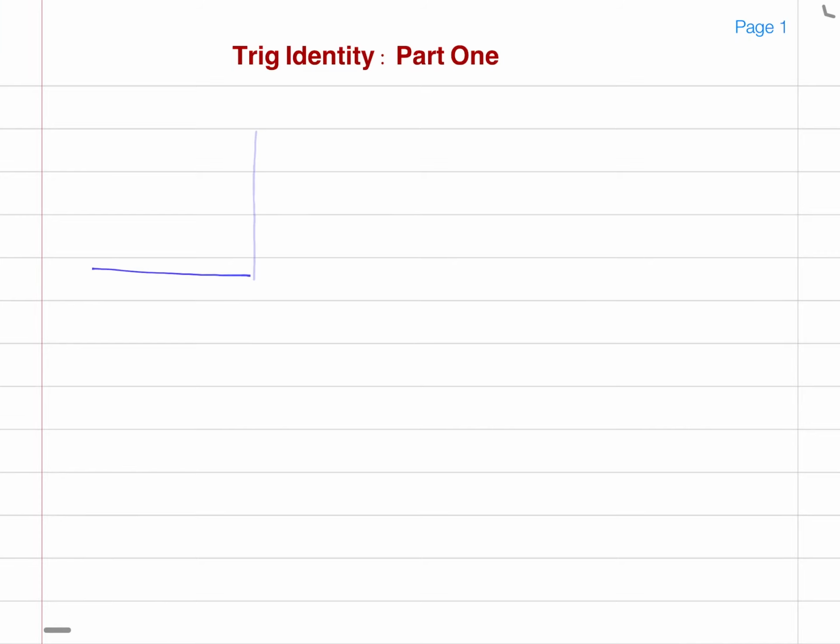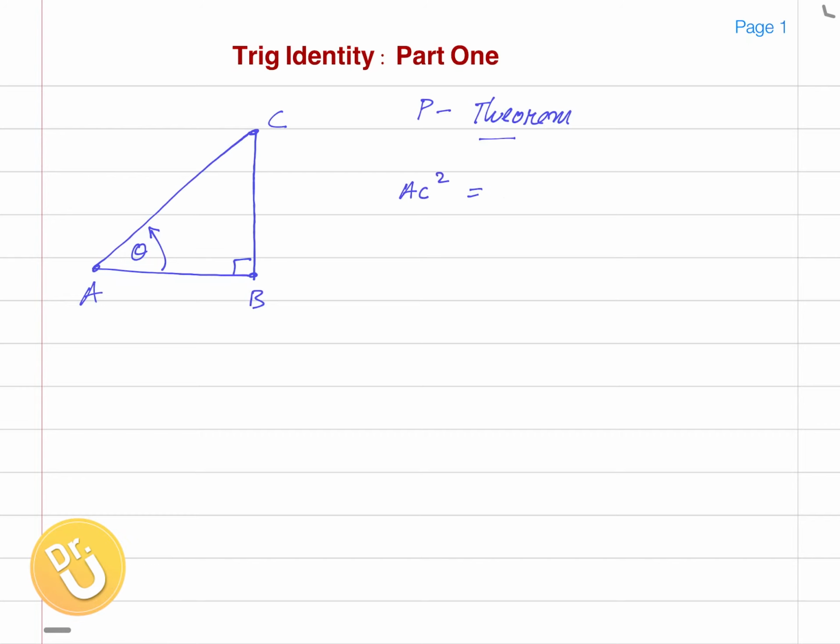Consider a right angle triangle, and say this is ABC, the points. So suppose the angle between AB and AC is theta. So you can use the Pythagoras theorem. So if you use the Pythagoras theorem, what do you get here? So hypotenuse would be AC squared is equal to AB squared plus BC squared.